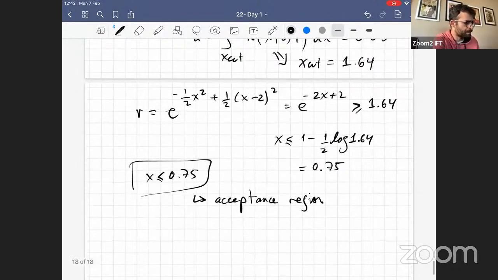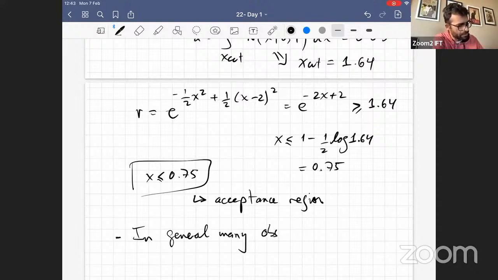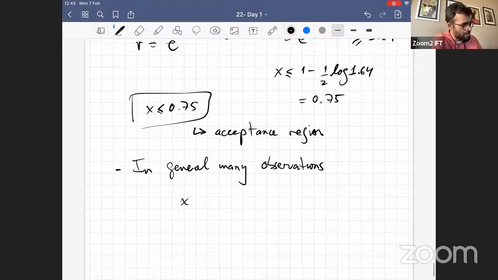Okay. So I was about to say, in general, you have not only one observation, right? You have many observations of a random variable which is not even univariate, but you have a vector of measurements, let's say. And then you have a lot of observations, n observations.